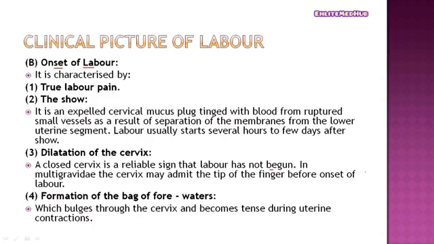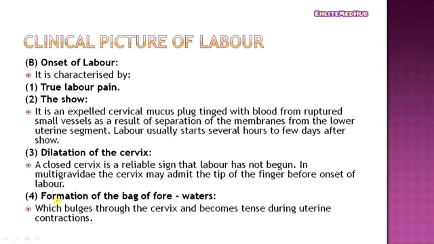So if the cervix is still closed, it's just a sign that labor has not begun. But you should note that in women who have given birth multiple times, the cervix is usually open as much as to contain a fingertip even before the onset of labor.